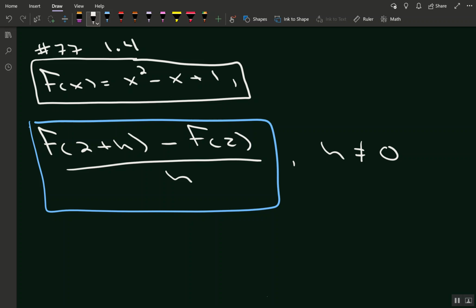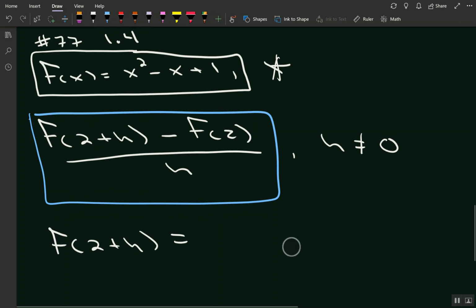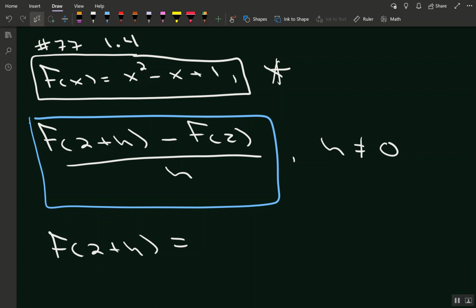In the first case here, they're going to put in f of 2 plus h. So whatever the rule is, that's what I'm going to do to the 2 plus h. And I'm then going to do the f of 2, and then I'm going to subtract those two guys and put them over h. But let's find each individual one first, and then we'll come back and create the quotient.